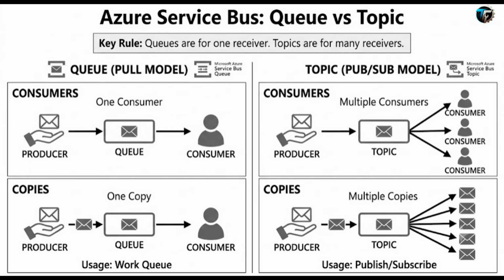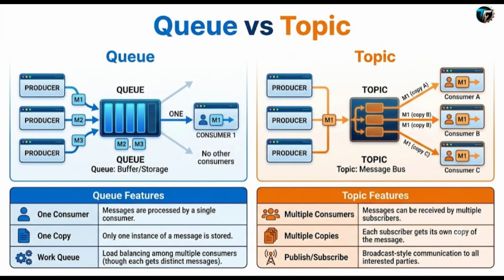A queue is a strict point-to-point delivery channel. One sender pushes a message in, and exactly one consumer pulls it out. Even if you scale out to multiple workers to balance the load, each individual message is processed exactly once. It's perfect for standard sequential tasks like processing a single payment or sending an email.